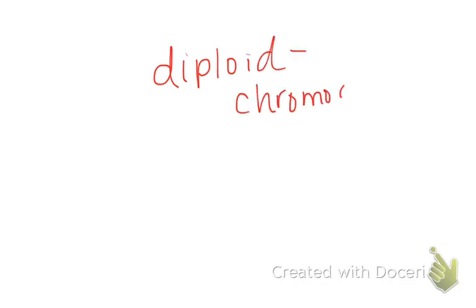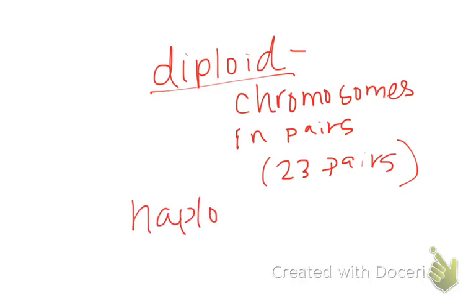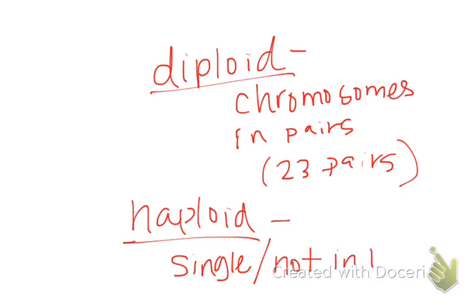Diploid is where chromosomes are in pairs. Example, we have 23 pairs in all our somatic cells. Haploid cells, however, have chromosomes not in pairs, so single. Chromosomes, of course. So 23 total.